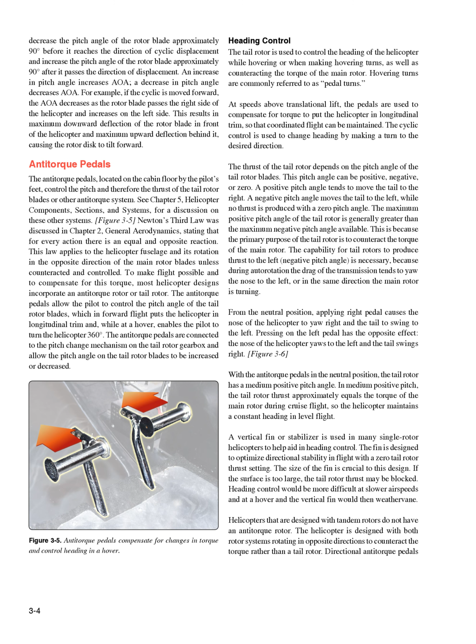For example, if the cyclic is moved forward, the OA decreases as the rotor blade passes the right side of the helicopter and increases on the left side. This results in maximum downward deflection of the rotor blade in front of the helicopter and maximum upward deflection behind it, causing the rotor disc to tilt forward.